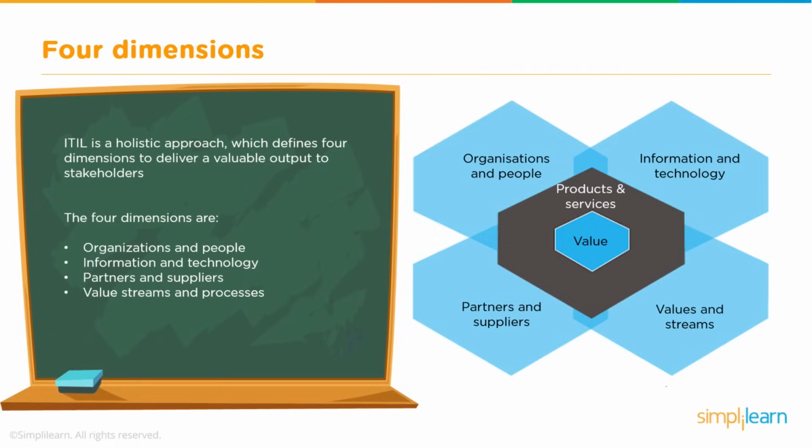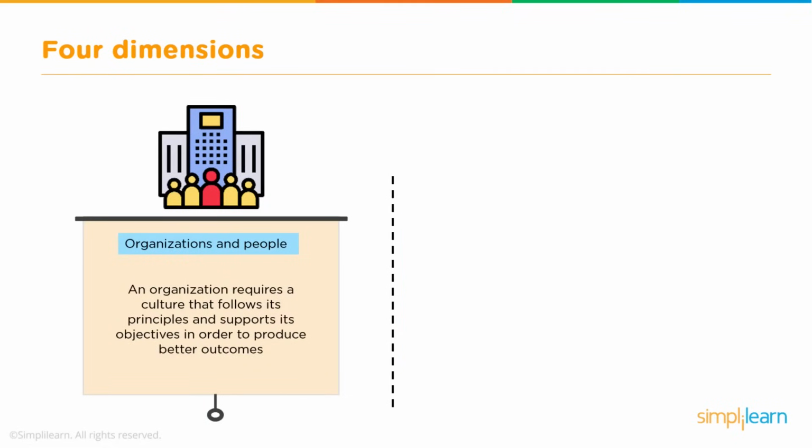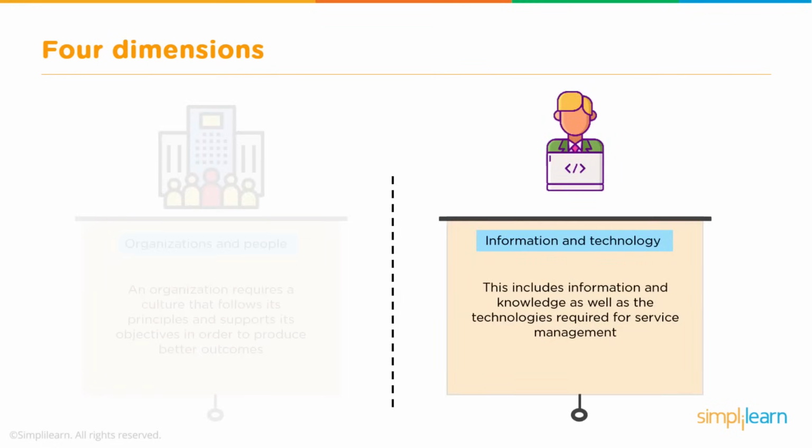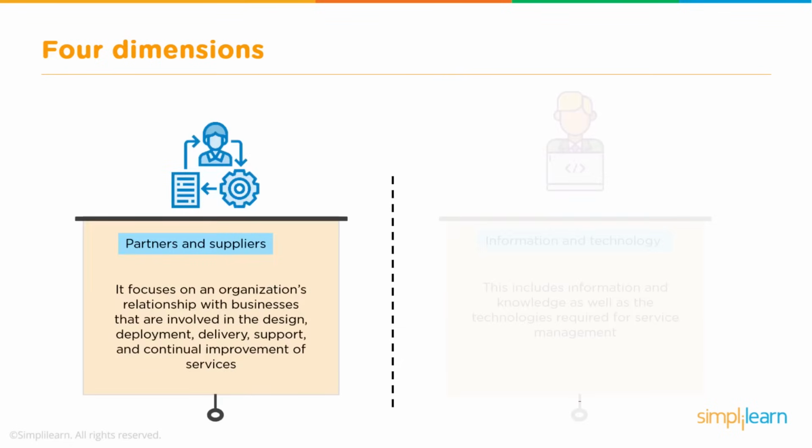So let us understand these one by one. Organizations and people refers to the organization structure, the culture, the people, the principles, and the values revolving around the people and organization structure, which make for creating better outcomes for the services. Similarly, information and technology involves the information and knowledge which is required along with the technology to provide a required service and service management. Partners and suppliers focuses on those stakeholders who supply certain services to a service provider so that the service provider can provide better services to their consumers.